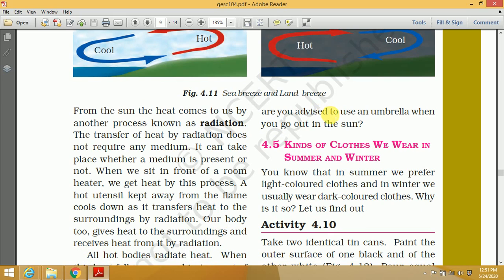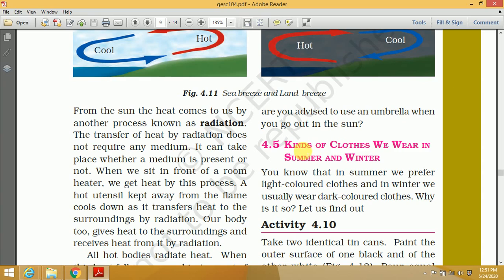Why are you advised to use an umbrella when you go out in the sun? Because we get the heat from the sun and we sometimes get very harmful UV radiations also. So, whenever we go in the sun, in order to avoid too much heat, we must use an umbrella.